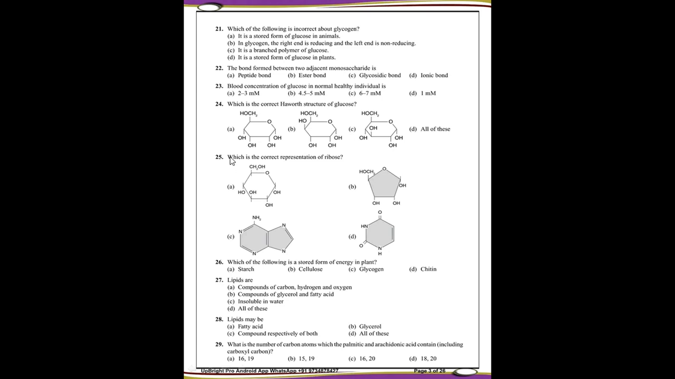25. Which is the correct representation of ribose? Wow, so ribose is a pentose sugar. So it is basically going to be this. Yes, of course. So the answer is B. This is ribose sugar. The answer is B. 26. Which of the following is a stored form of energy in plants? As we said earlier, it is starch. It is starch.